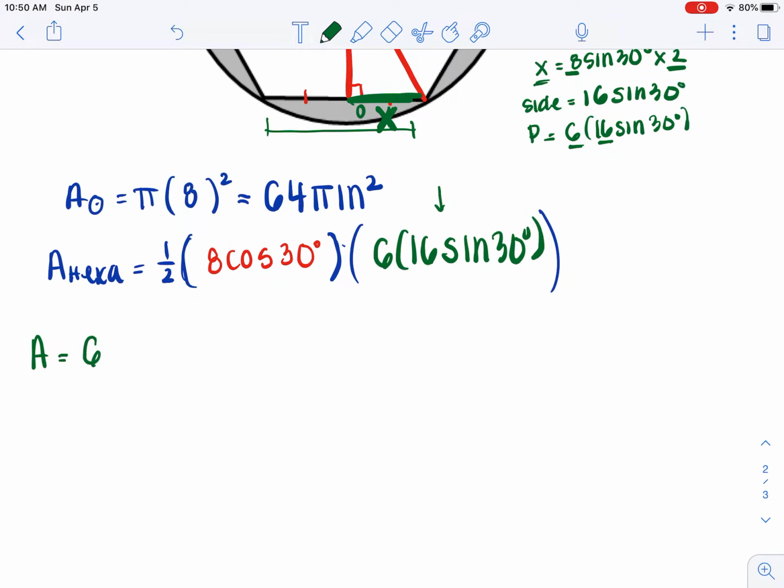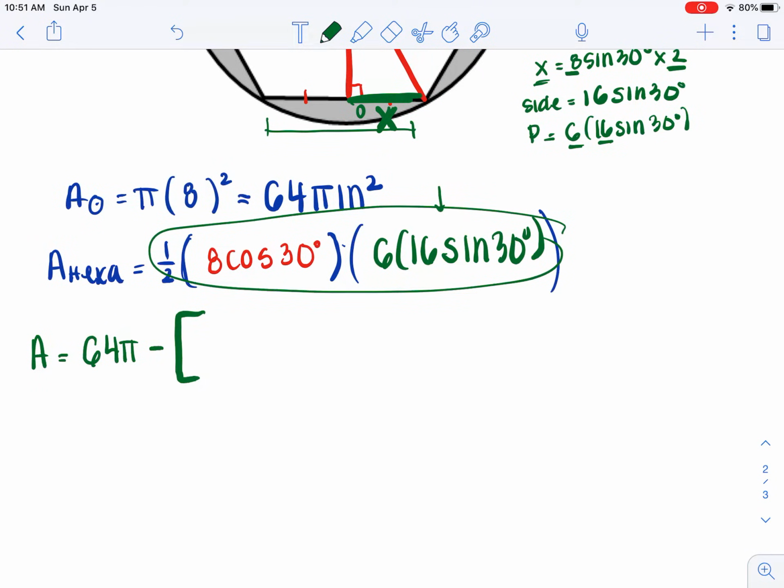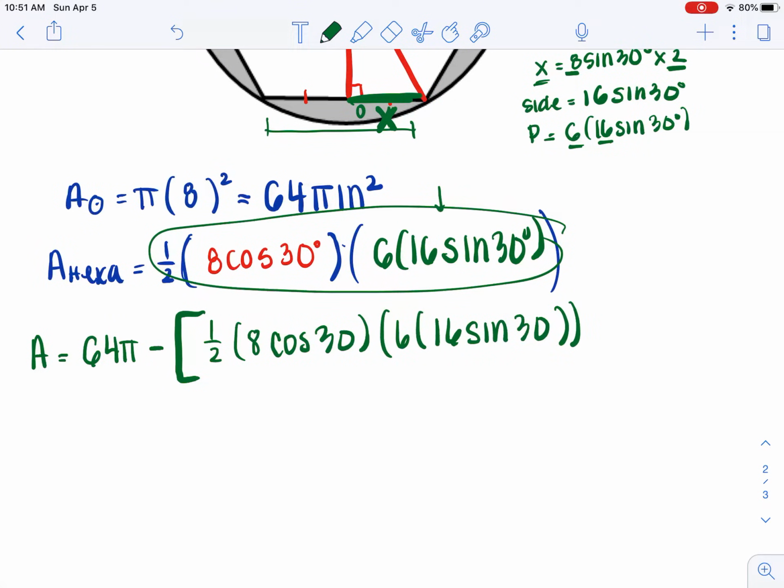So my plan, remember, was to take the area of the circle, which is 64 pi, and then I'm going to subtract the area of the hexagon, which is this whole entire thing. So I'm going to put it in brackets so I don't lose it all. 1/2 times 8 cosine of 30 times 6 times 16 times sine of 30. All right, so we can make tons of mistakes putting this in our calculator. So let's go through it really slowly here just to make sure everyone's okay.